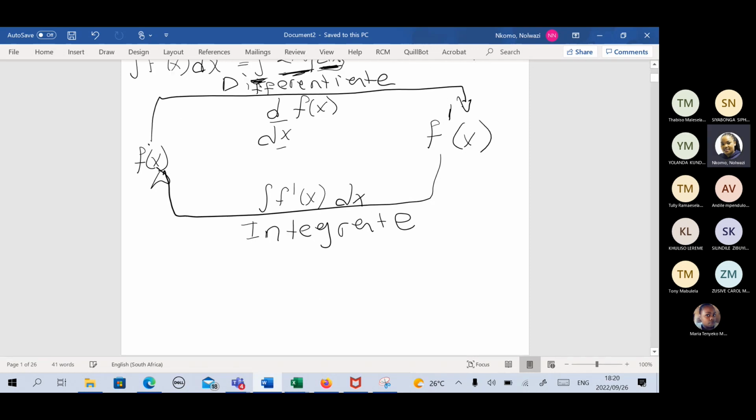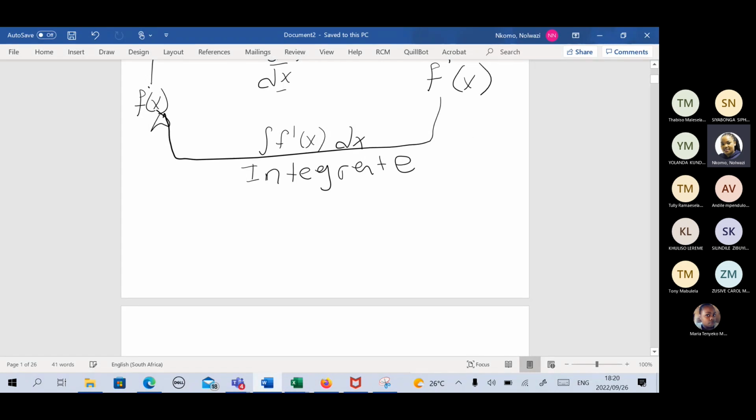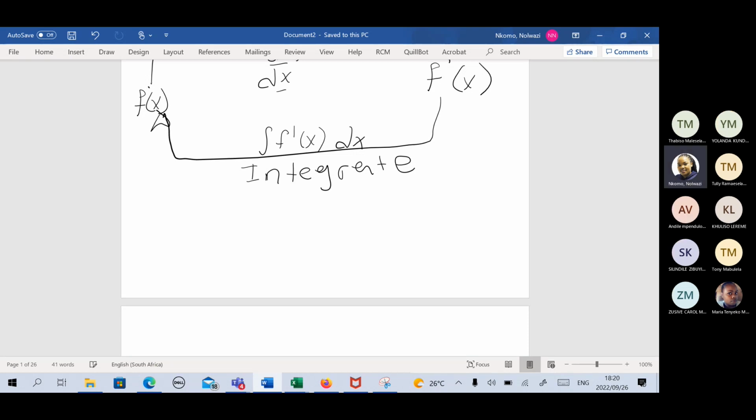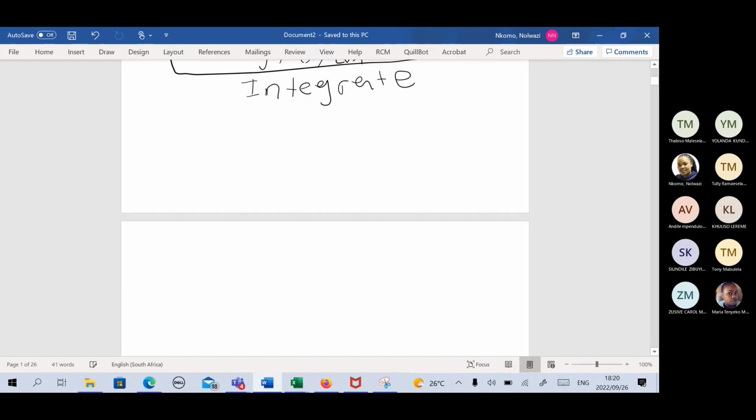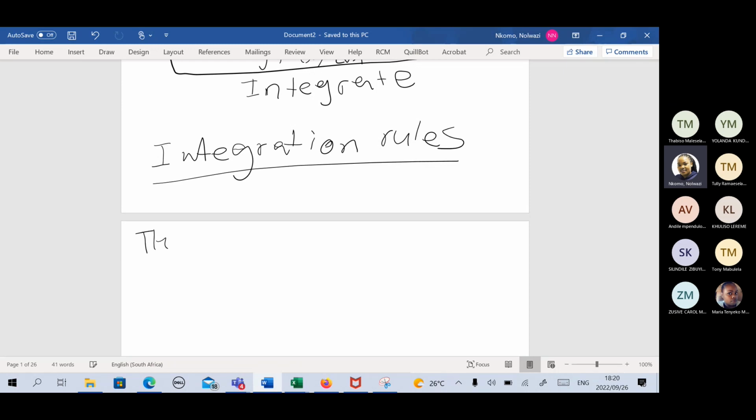As in differentiation, we have rules, so even in integration, we do have rules of integration. Remember in differentiation, you started with the power rule. So we do have a power rule in integration too, which is the reverse process, or the inverse, of the power rule for differentiation. The first integration rule is the power rule, which is just the basic rule for integration.